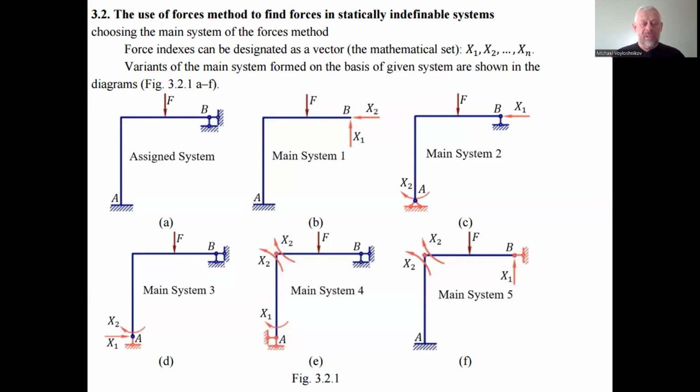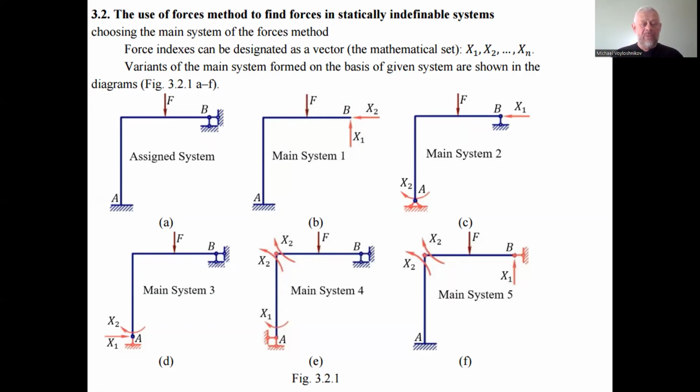to research statically definable, do the number of variables not exceed the number of the balance equations, or the system is not statically definable, as if, for example, for the integral system, the number of variables could be more than the number of the balance equations. So first of all, we have to decide is the system statically definable or indefinable, changeable geometrically or unchangeably, variable or invariable. It's about the same.